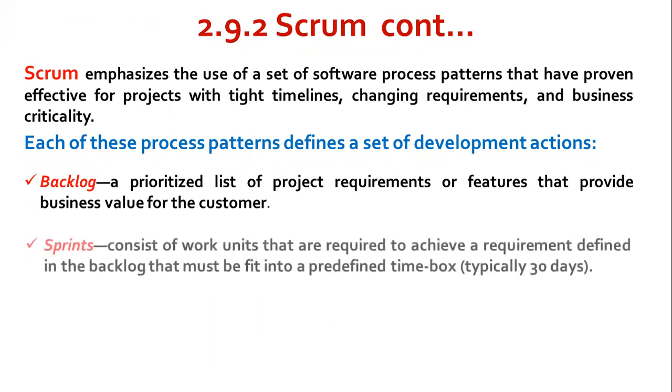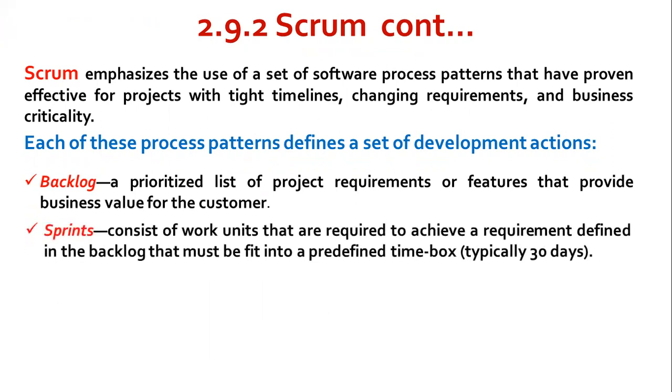The second one is sprints, which consist of work units that are required to achieve a requirement defined in the backlog and that must fit into a predefined time box, which is typically 30 days, as we have seen in the previous image. Changes, that is backlog work items, are not introduced during the sprint. Hence the sprint allows team members to work in a short-term but stable environment.